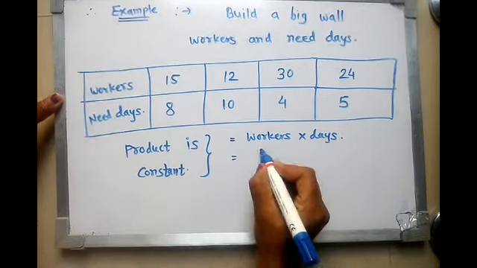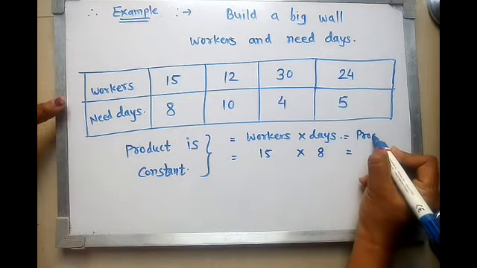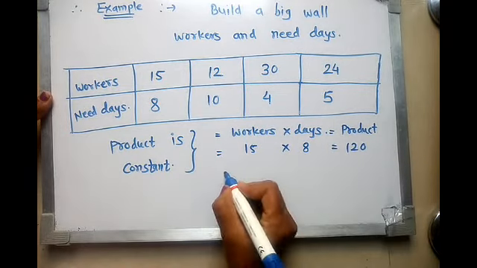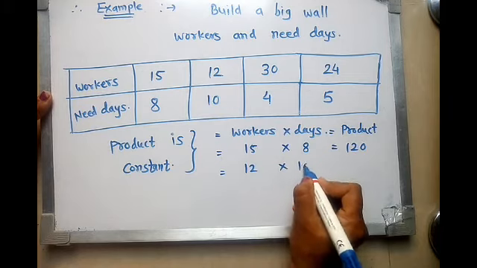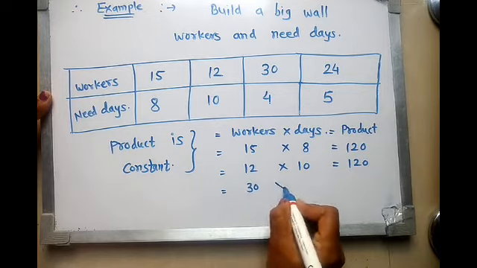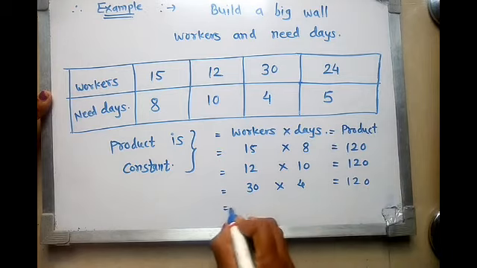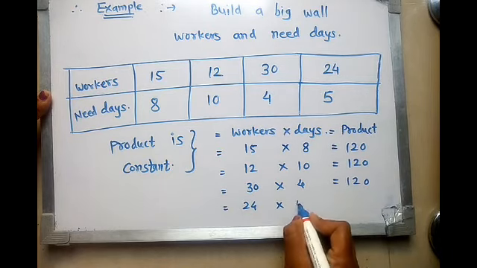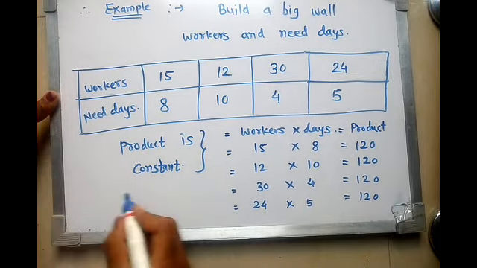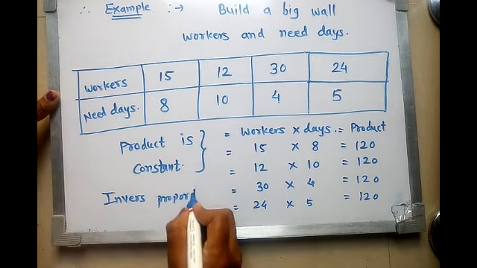Here the product is constant, workers into days. 15 multiplied by 8, 120. 12 multiplied by 10, 12 tens are 120. 30 multiplied by 4, 120. And 24 multiplied by 5 is equal to 120. Product is constant in inverse proportion. This example is inverse proportion.